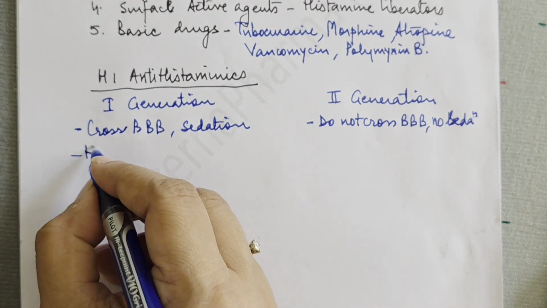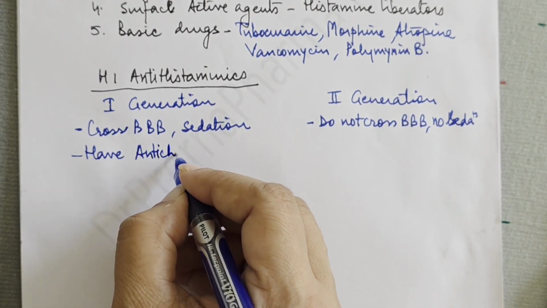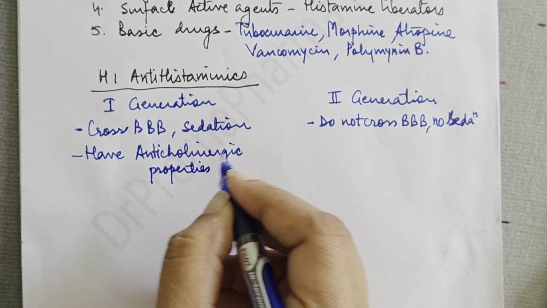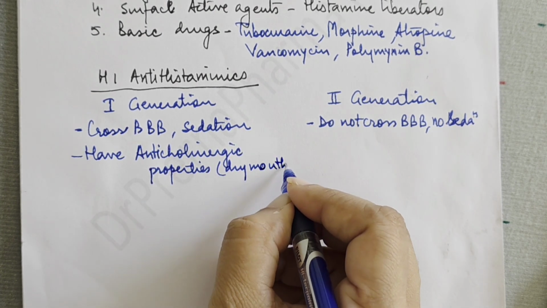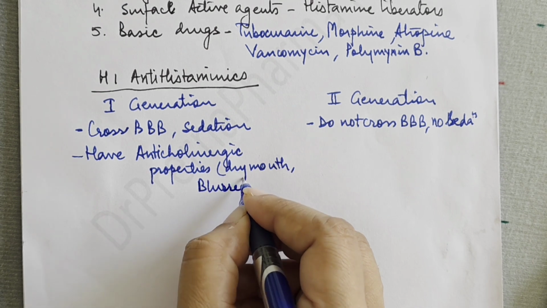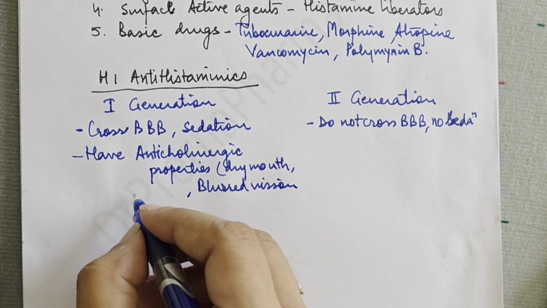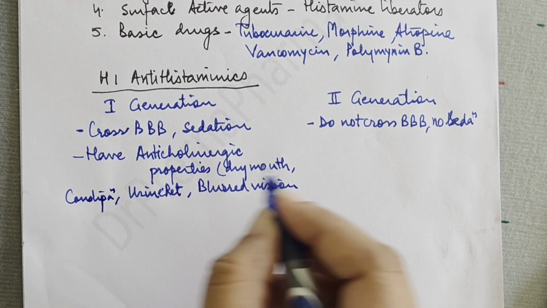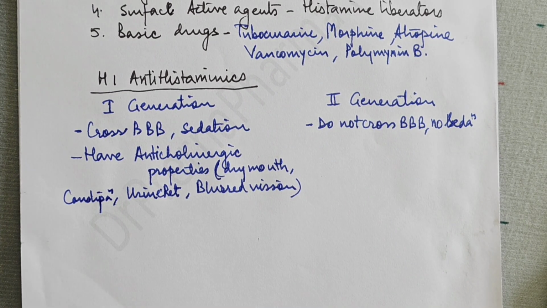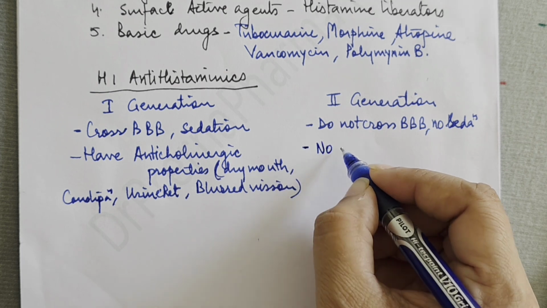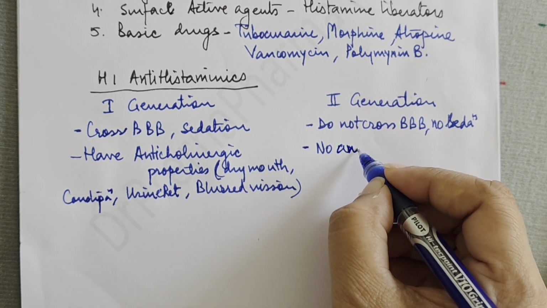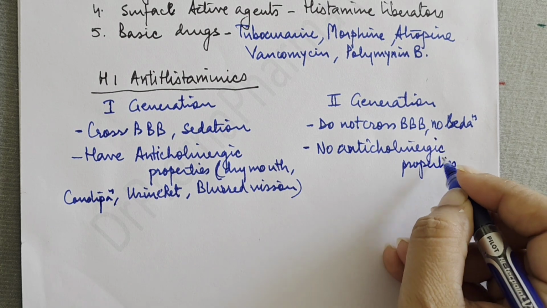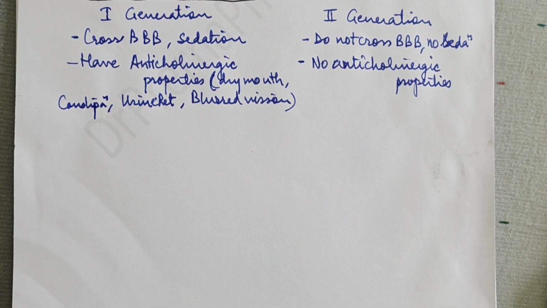Then first generation compounds have strong anticholinergic properties, like dry mouth, blurred vision, and urinary retention and constipation, right? So these are some anticholinergic properties that are very specifically present in first generation compounds. Second generation compounds do not have any anticholinergic properties. Okay, so this is something very important. I'll show you why it is important.